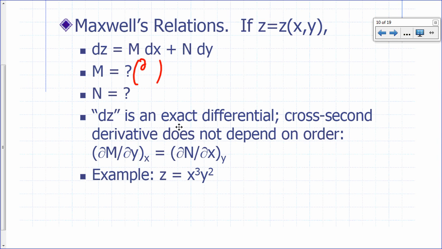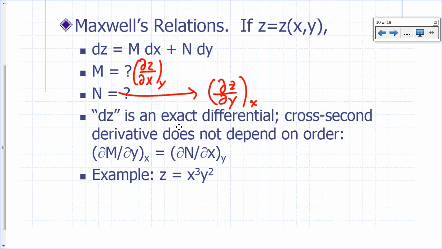Partial derivative of what with respect to what? M is equal to the partial derivative of z with respect to x holding y constant, and N here is the partial derivative of z with respect to y holding what constant? X constant. So dz here is an example of what's called an exact differential. That means if you integrate it, you get delta z, okay?